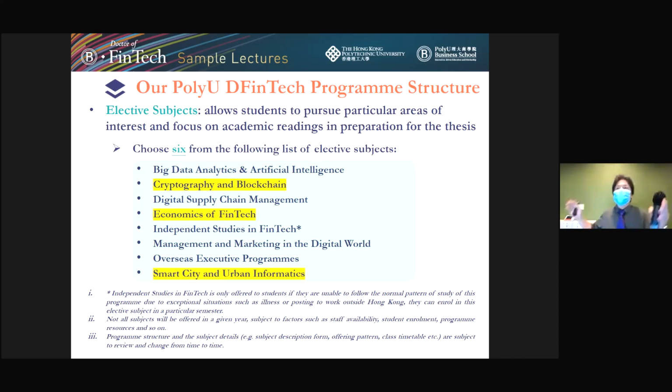Independent study is simply an individual subject. I'll give you an example. We have a student doing FinTech, but he has no experience in financial engineering. You need to learn something like this. Of course, we do have such a course. Then we decide to do this independent study under supervision.